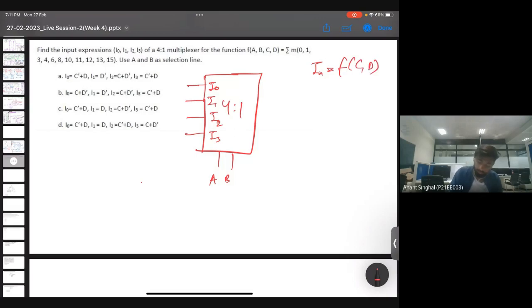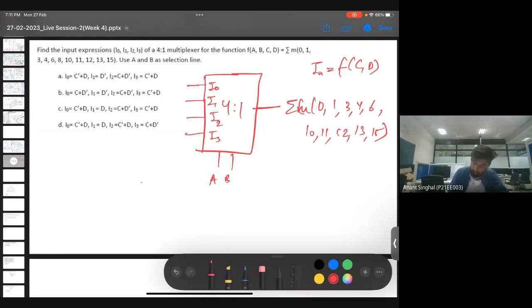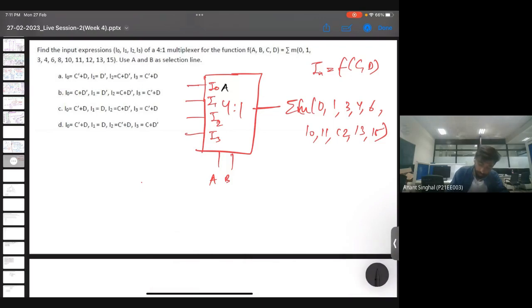We are using these as select lines, and the final output given by this is nothing but minterms 0, 1, 3, 4, 6, 10, 11, 12, 13, 15. So let me try to change the color. So this will be nothing but a bar, b bar. This is a bar b. This is a b bar, and this is a b.